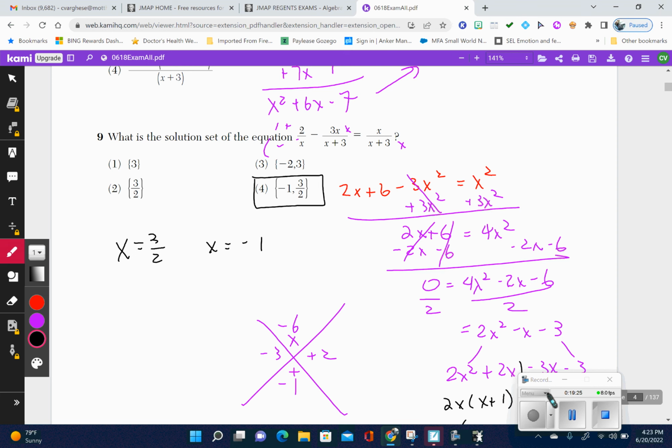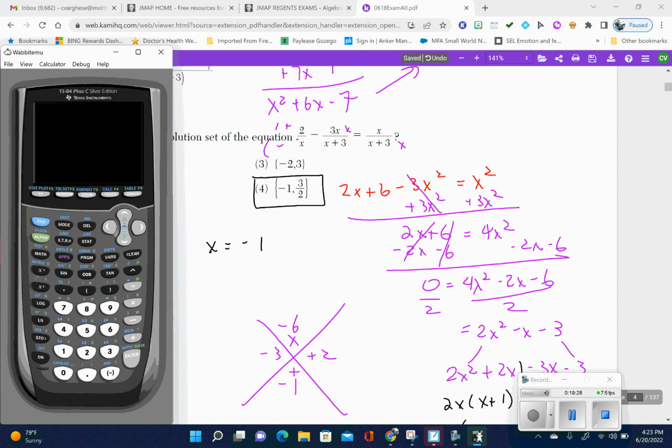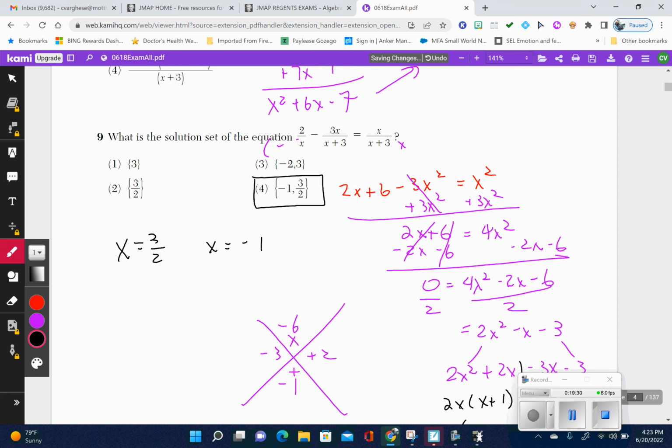Okay, you can do this on the calculator by storing, not storing, sorry. Whatever's on the left hand side, plug it under y1, whatever's on the right hand side, plug it under y2, and see where those graphs intersect. Okay, do that as well, just to check.